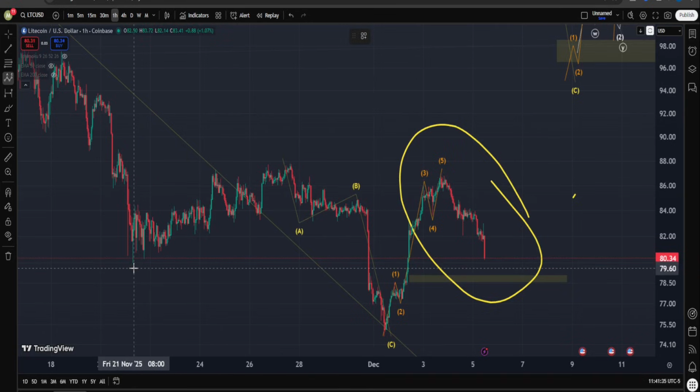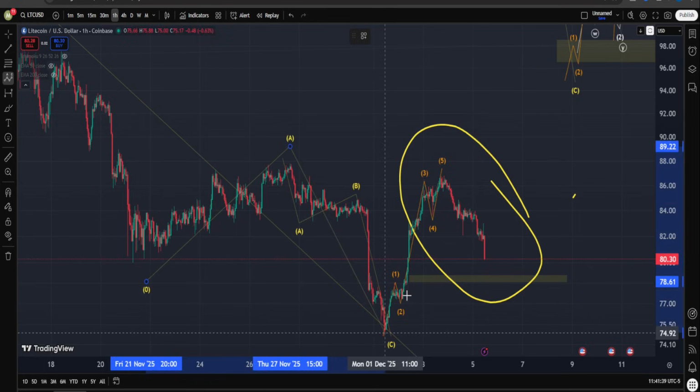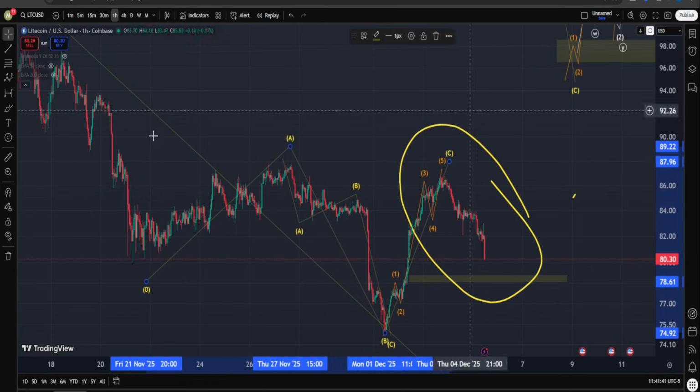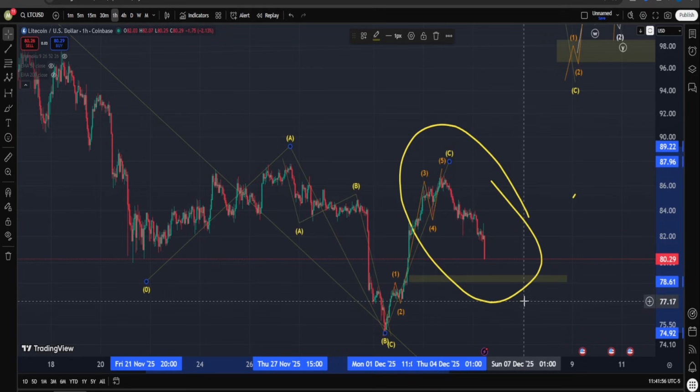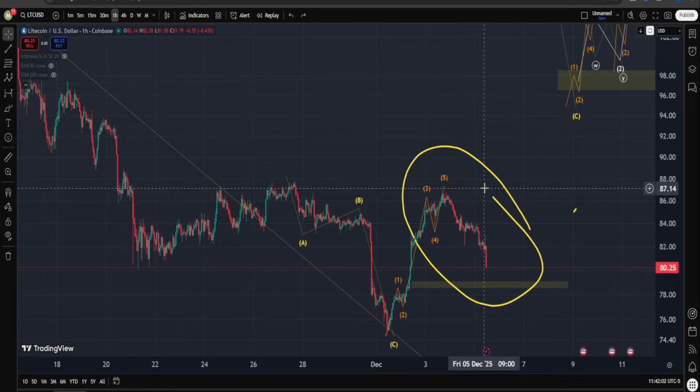However, at the same time, think about this possibility: this is A, this is B, this is C, overall in the form of a running flat, suggesting our move down is going to continue a little bit more in an impulsive manner. And again, since this isn't necessarily a slow and choppy move down, maybe this is actually an impulse, and unfortunately the final low is not in yet. So the real question is this: what should we do in Litecoin at the moment?